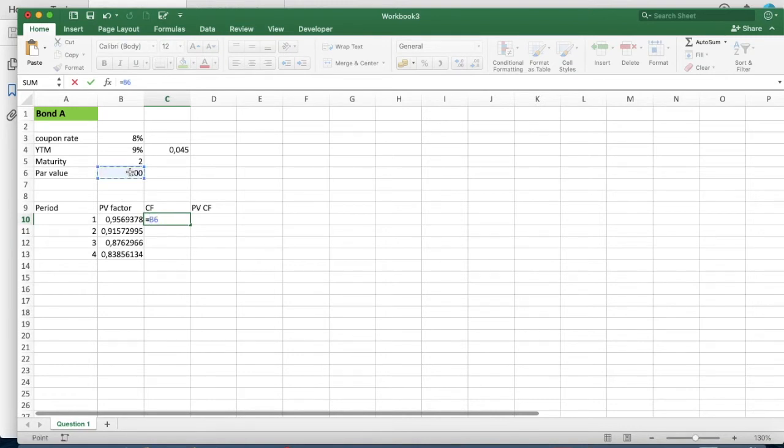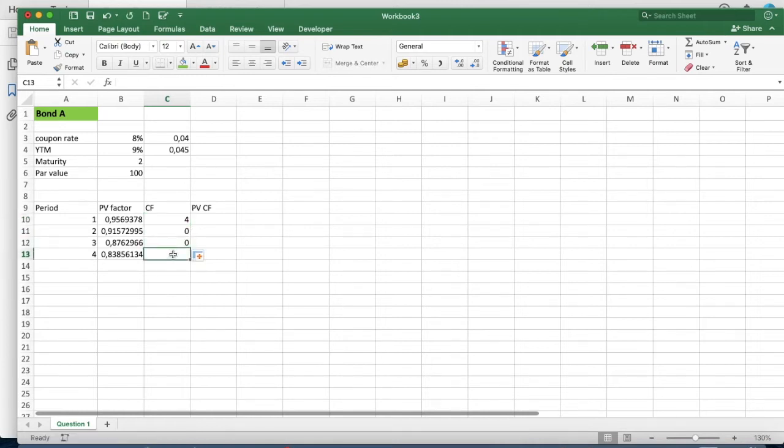times the coupon rate, sorry. Now once again, we have here the annual coupon rate, so first it has to be converted into a semi-annual coupon rate, equal to the annual coupon rate divided by 2. Then the coupon payment is equal to the par value times the semi-annual coupon rate, and it will remain constant for the second and the third period.